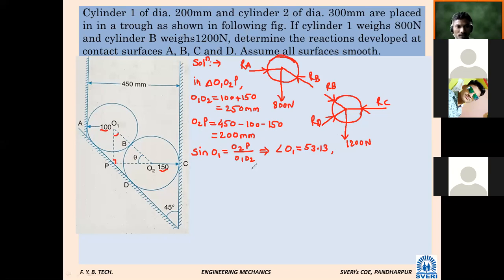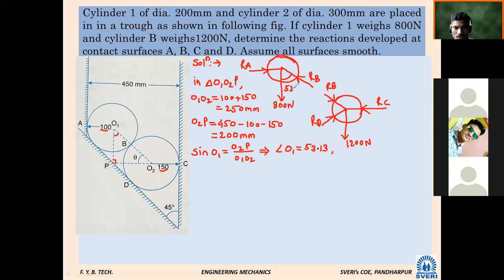What will be the angle at this point O2? 90 minus that, so 53.13 is the angle. Now all the angles are known in the case of cylinder 1. All the included angles are known, but neither RA nor RB is known at this stage. So is it possible to apply Lami's theorem, or shall we go for summation of forces?